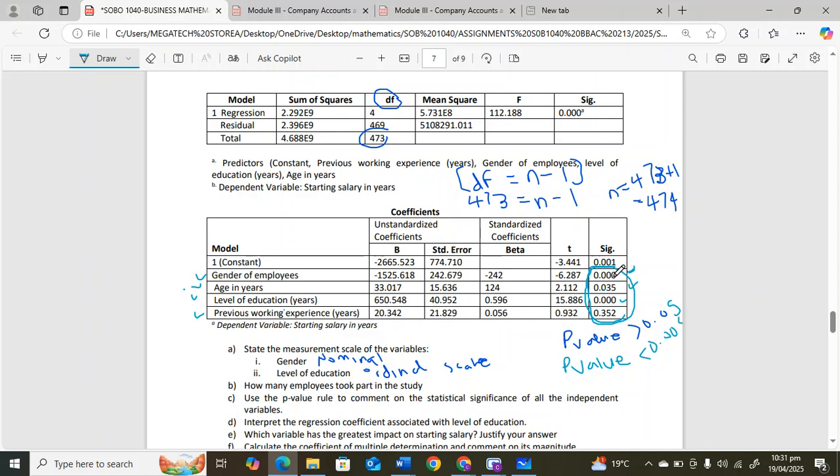And so that's how you answer part C. You look at the p-value. If it's less than 0.05, there is a significant relationship, meaning this variable needs to be in this model because it has a relationship with the dependent variable. Okay. So gender, age, and level of education, they've got a significant relationship. But previous working experience doesn't have a significant relationship. So it might as well even be removed from the equation.